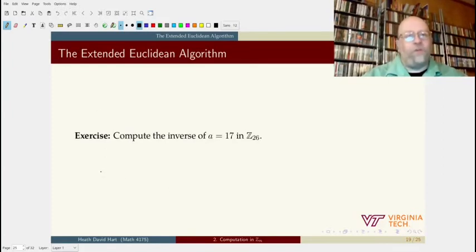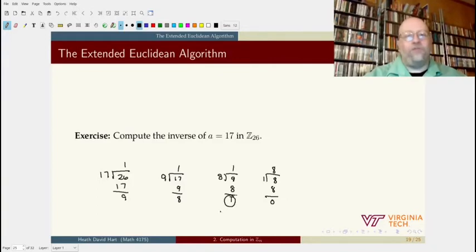So we start with the Euclidean algorithm. 17 goes into 26 one time with 9 left over. 9 goes into 17 one time with 8 left over. 8 goes into 9 one time with 1 left over. And then 1 goes into 8 eight times with 0 left over. The last non-zero entry is the GCD. So these numbers are relatively prime. 17 and 26 are relatively prime.